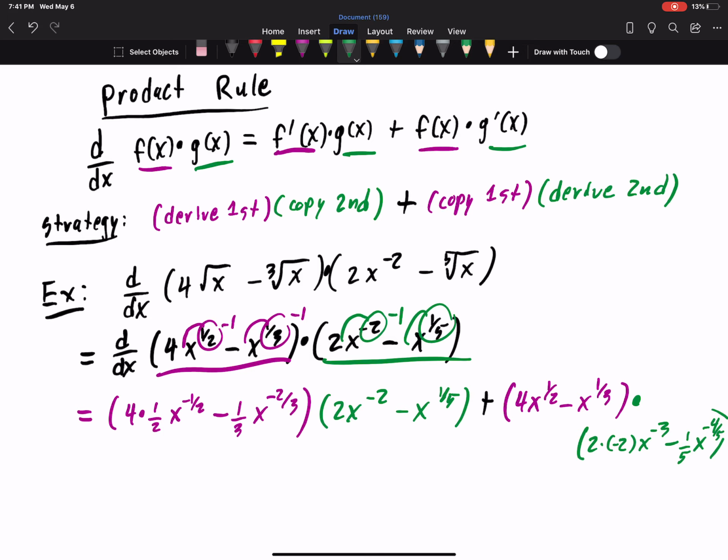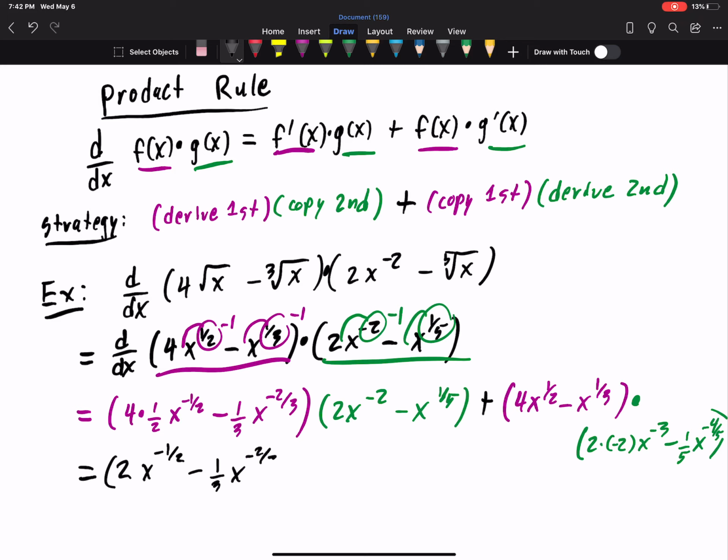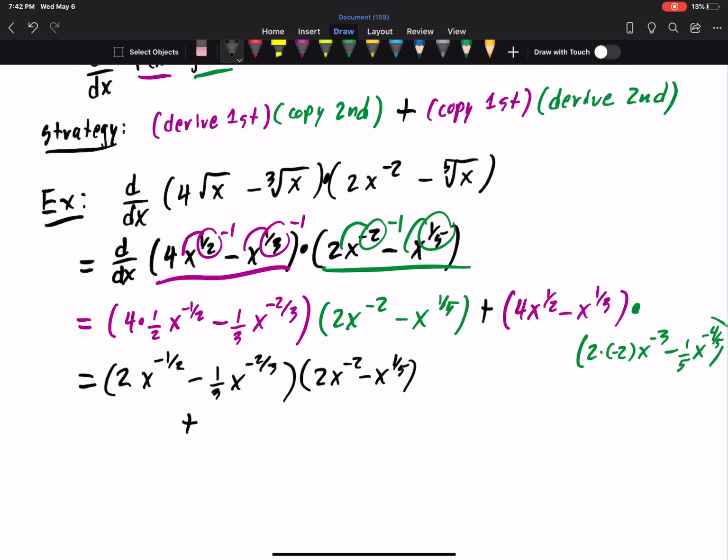Sorry about that. All right, so now algebraically simplify, just arithmetic your coefficients, so at least it's somewhat pretty. So 4 times 1/2. So what's half of 4? 2. Then you have x to the minus 1/2. Then you have minus 1/3, x to the minus 2/3, times 2x to the minus 1/2 minus x to the 1/5. And I'll add on my next line because I'm going to run into the thing over on the right, plus 4x to the 1/2 minus x to the 1/3 for the third set of parentheses.